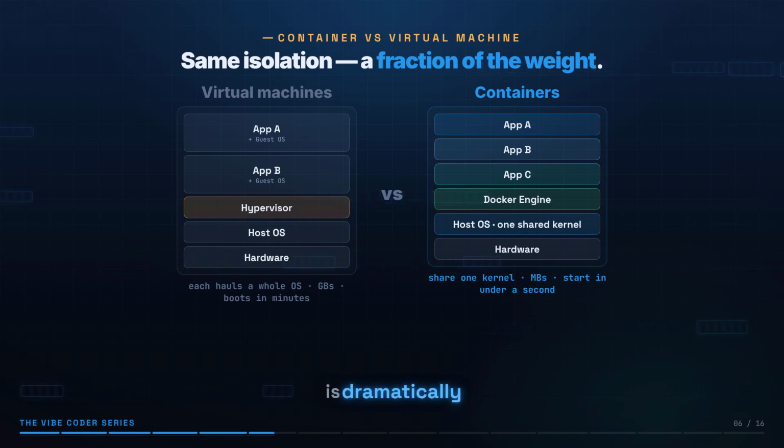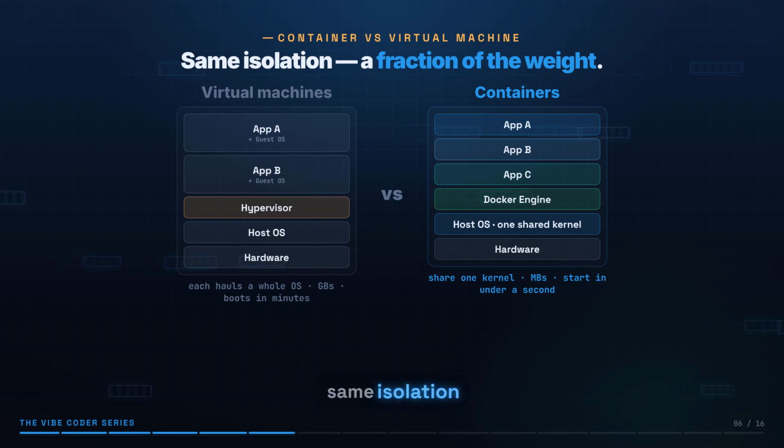A container is dramatically thinner than that. It does not carry its own operating system at all. Instead, every container running on a machine quietly shares the single kernel of the host sitting underneath them all. It packages up only your app and the pieces directly wrapped around it. So where a virtual machine is a whole separate house built on your land, a container is just one locked room inside the house you already own.